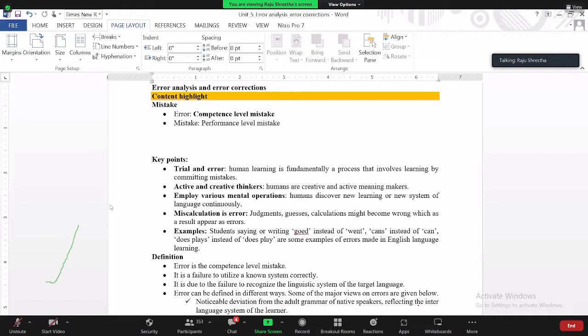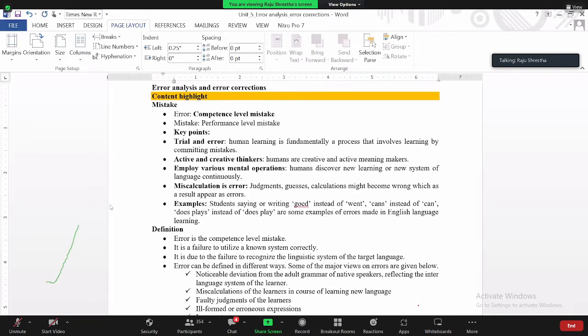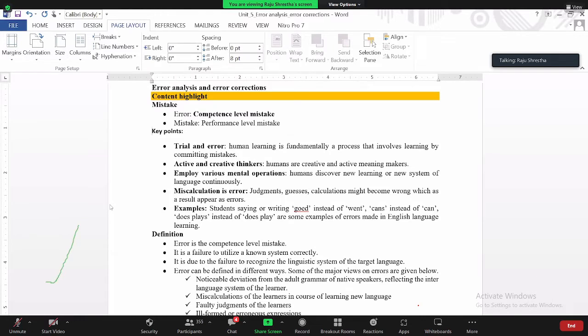So overall, the term mistake is what? Cover term. Mistake is a cover term. In this way, we understand that human learning is fundamentally a process that involves learning by committing errors, learning by doing, learning by making errors. So they make errors, then they improve, make errors, they improve. This is the process, because the learners generalize, they creatively think, they actively use their mental operations to discover and explore the new patterns in the process of English language learning.